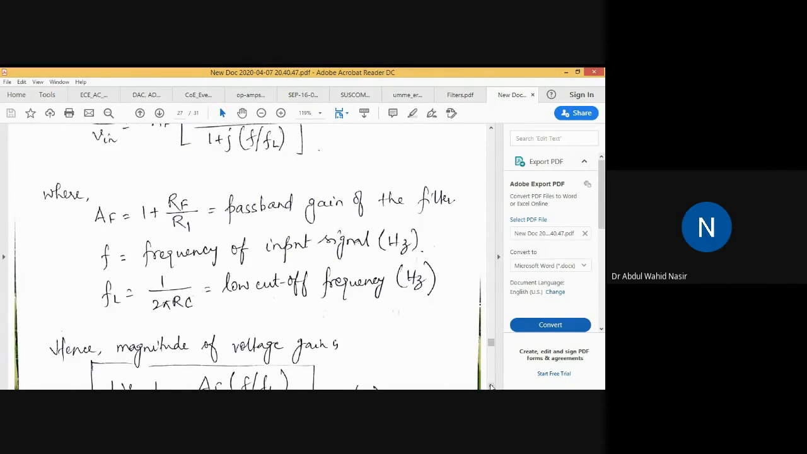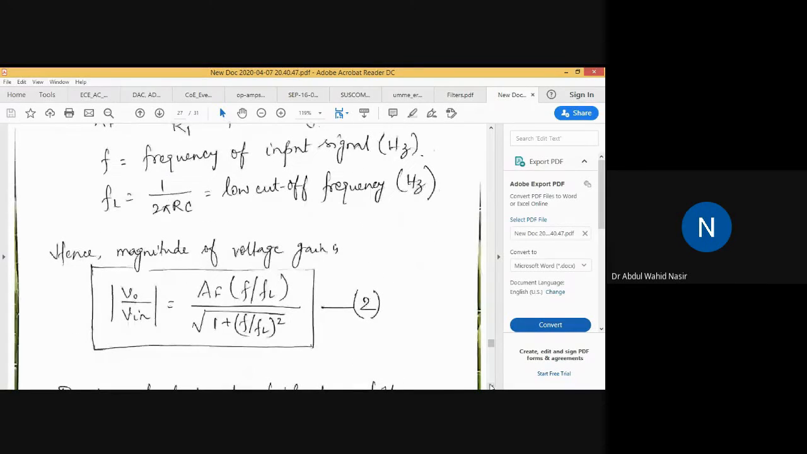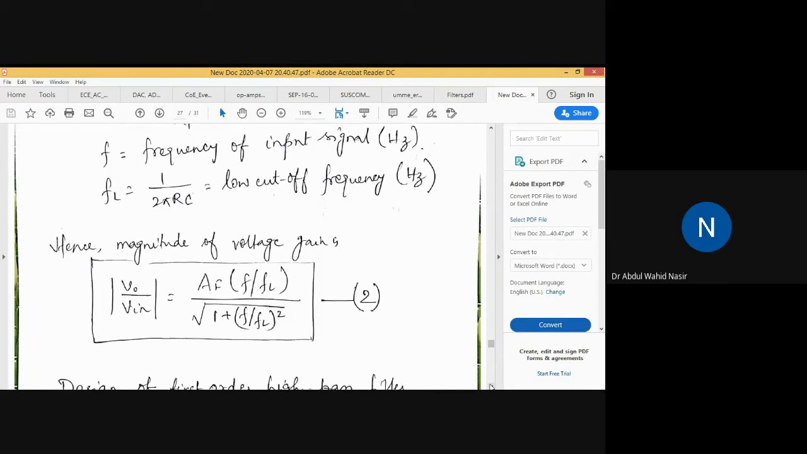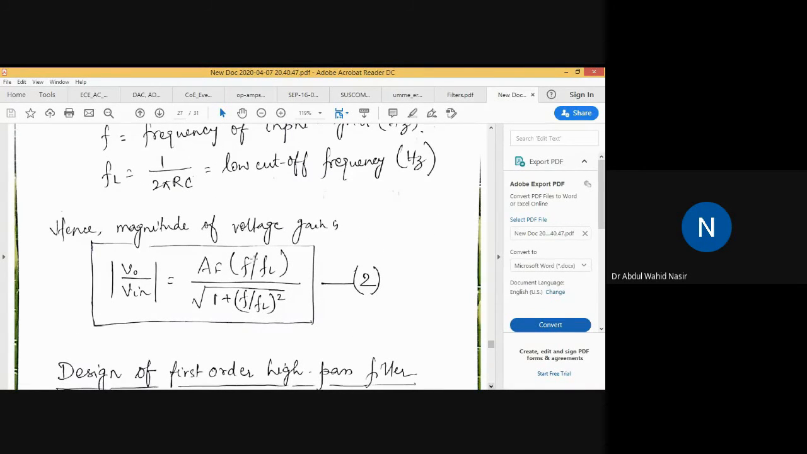So from this equation 1, how can we write the magnitude of the voltage gain? Hence, the magnitude of the voltage gain can be written as mod of Vo by Vin is equal to AF into f by fL divided by root under 1 plus f by fL whole square. Now see the magnitude voltage gain equation for a high pass filter given by 2.